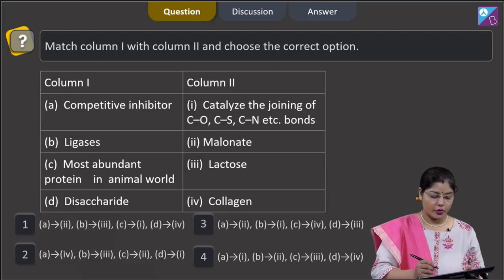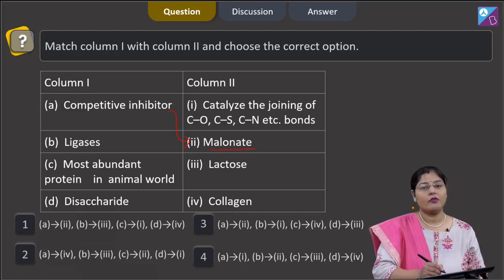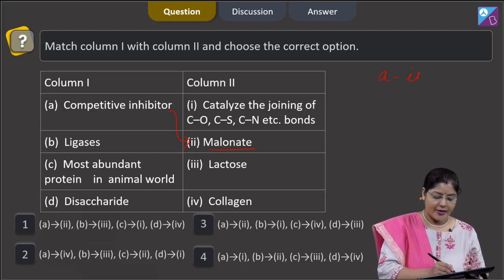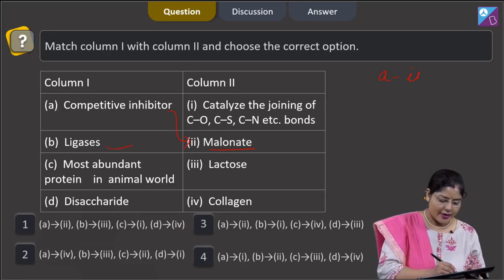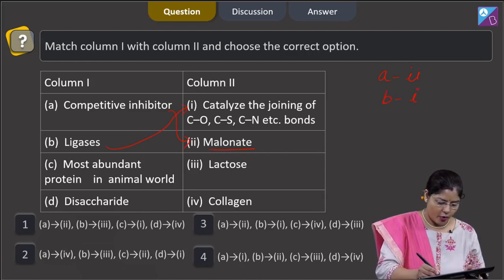Match column 1 with column 2 and choose the correct option. Column 1, competitive inhibitor. Malonate competes with succinate for the active site of the enzyme succinic dehydrogenase. So A matches with 2. Ligases. Ligases are the enzymes which join two molecules. Ligases catalyze the joining of C-O, C-S, C-N, etc. bonds. So B matches with 1.